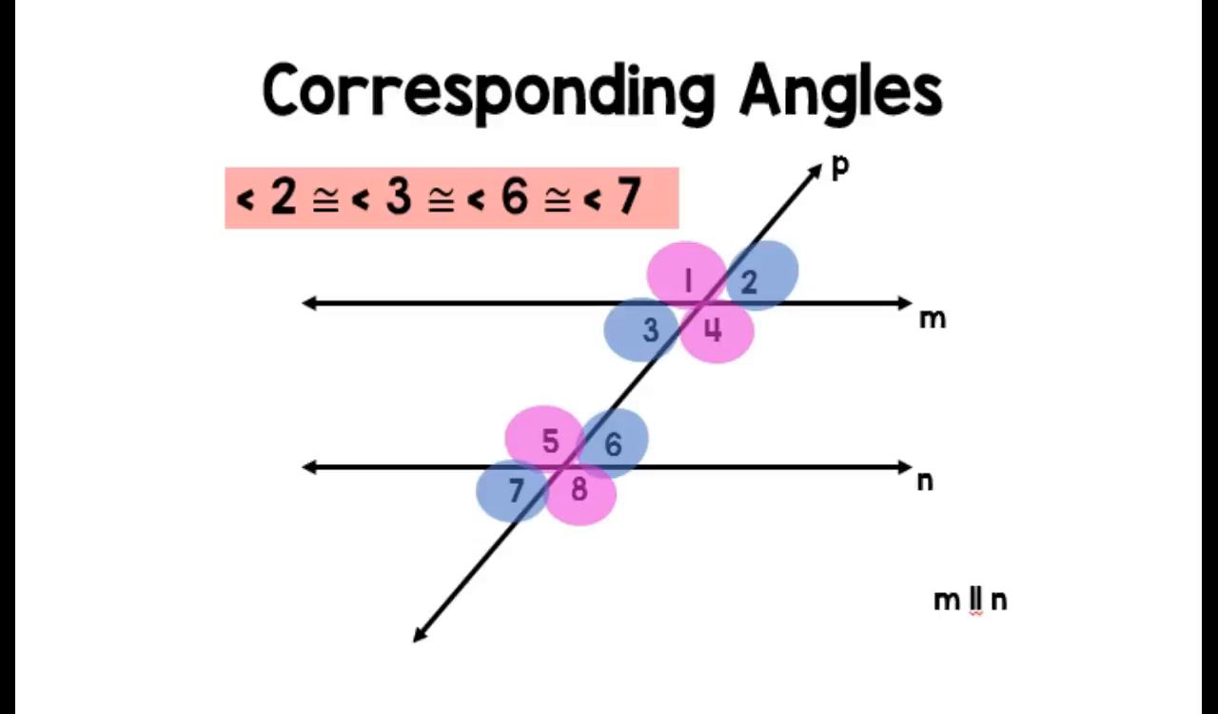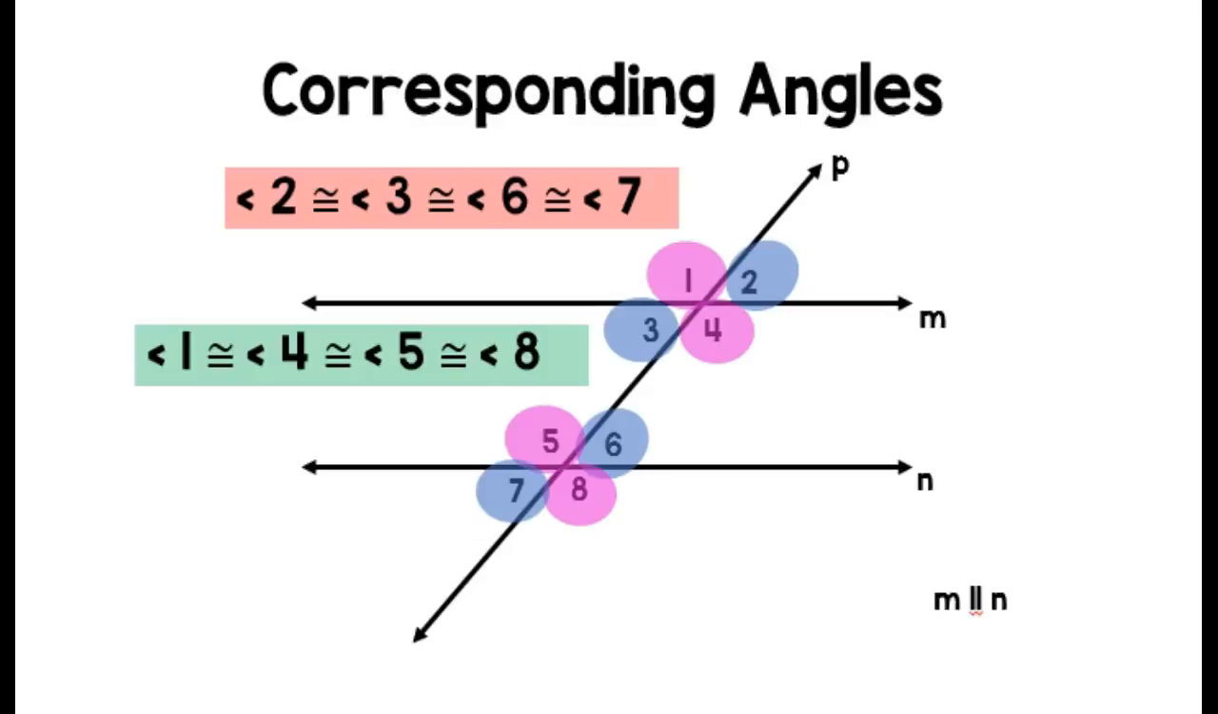Just to recap that, angle 2 is congruent to angle 3, which is also congruent to angle 6, which is also congruent to angle 7. Angle 1 is congruent to angle 4, which is also congruent to angle 5, which is also congruent to angle 8.